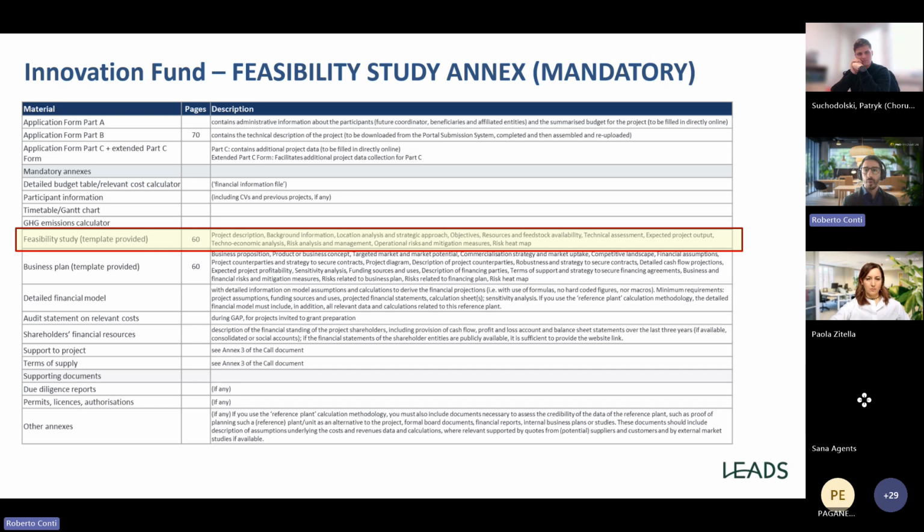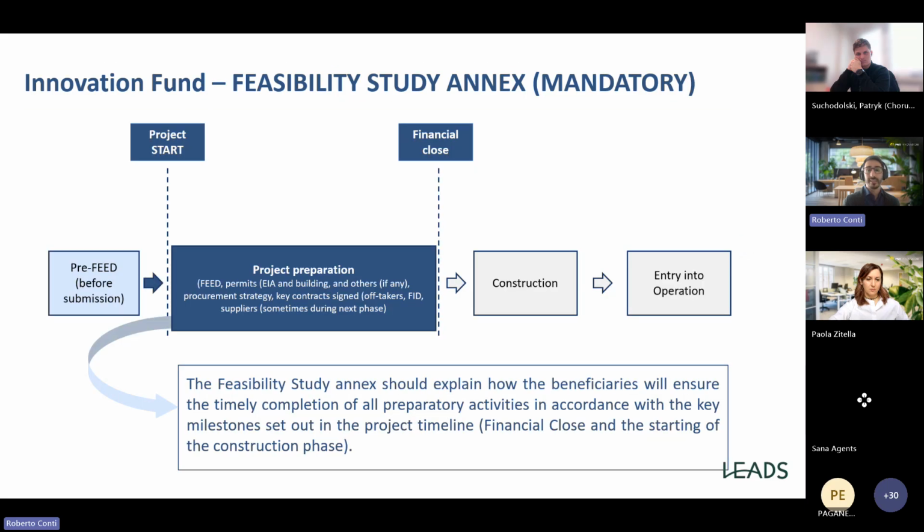We can report all this information in the feasibility study annex. That is one of the mandatory documents that should be included in the final package proposal for the submission. It is a maximum of 60 pages. There is a template provided by CINEA, but it's not mandatory, only recommended. Before going into the details of the feasibility study annex, I just want to show you this timeline.